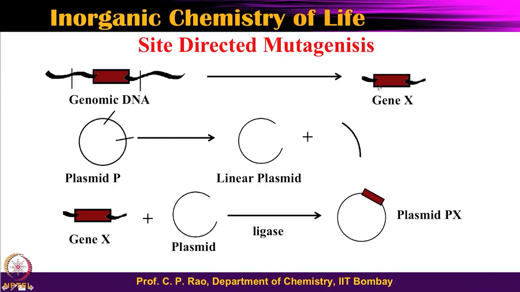In the position of that piece you put this gene. So this gene should have the information for what you wanted to synthesize. That triplet code should be there. So if you want to replace a particular amino acid from the previous case, then you cut that portion and put this new piece. Now it is integrated into this.